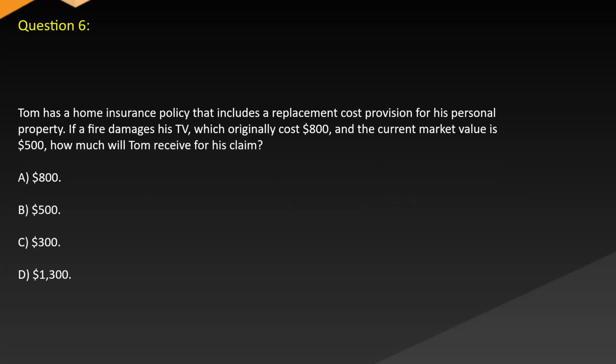Question 6. Tom has a home insurance policy that includes a replacement cost provision for his personal property. If a fire damages his TV, which originally cost $800 and the current market value is $500, how much will Tom receive for his claim? A. $800, B. $500, C. $300, D. $1,300.